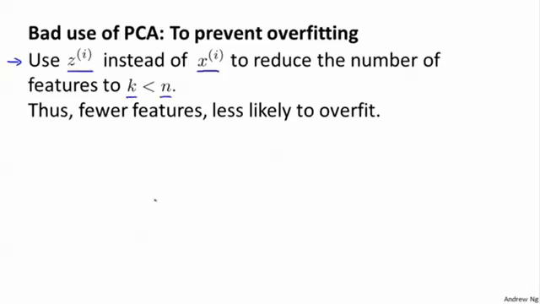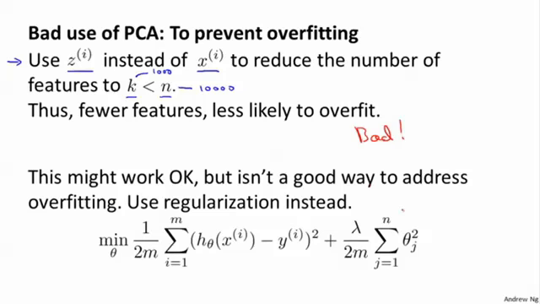And so if we have a much smaller number of features, if k is 1,000 and n is 10,000, then if we have only 1,000 dimensional data, maybe we're less likely to overfit than if we were using 10,000 dimensional data with 10,000 features. And so some people think of PCA as a way to prevent overfitting. But just to emphasize, this is a bad application of PCA, and I do not recommend doing this. It's not that this method works badly. If you were to use this method to reduce the dimension of the data to try to prevent overfitting, it might actually work okay. But this just is not a good way to address overfitting.